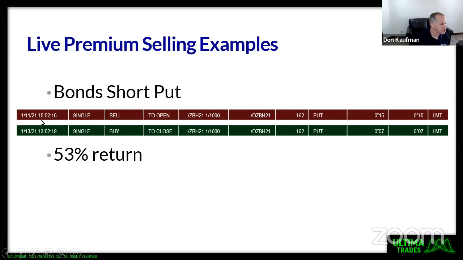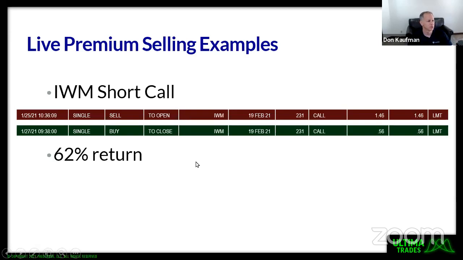This bond trade was actually opened the 11th of January, closed on the 13th, sold it for 15 ticks, bought it back for 7 ticks. Yes, bonds still use ticks. Why? Because it's confusing. No, bonds trade in actually fractions. So opened it for 15 ticks, closed it for 7 ticks, 53% return.